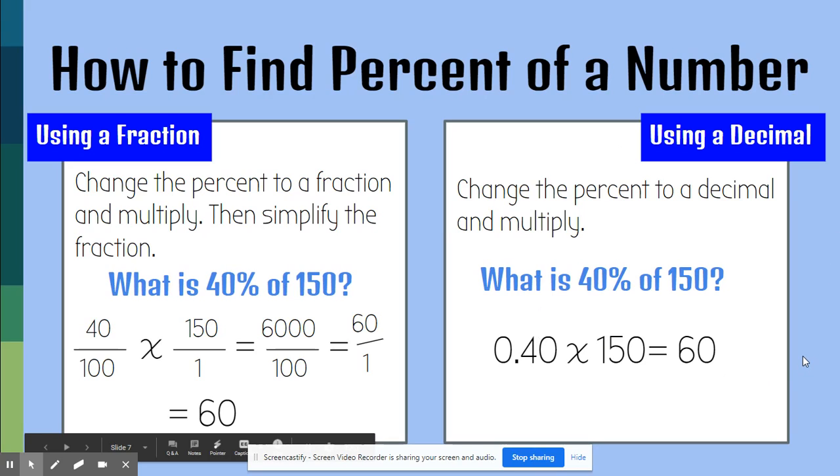Most of you like percents and decimals and calculators. So if I do the percent to a decimal and multiply, which is usually the one I go to, then I can figure out the answer by changing the percent to a decimal and multiplying. 40% is 0.40, 150 stays the same. I multiply and I get 60. Same answer, two ways to do it.